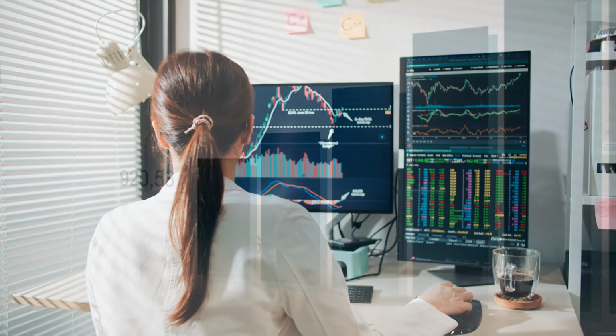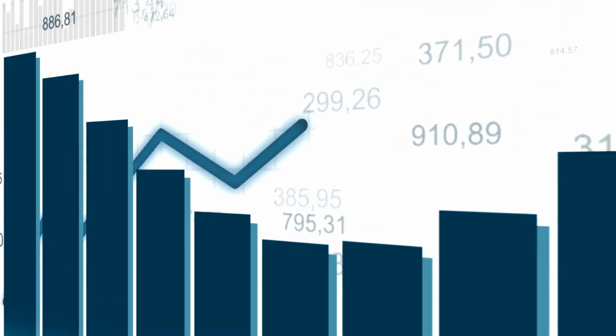Okay guys, that's it for today. Volatility skew might seem like a small detail, but it can make or break your trades, especially if you are trading spreads or adjusting strike prices.